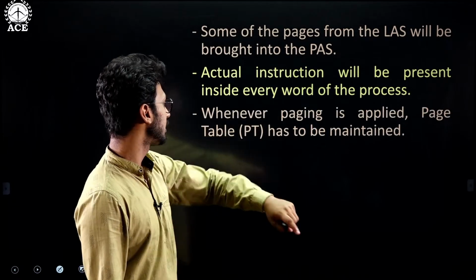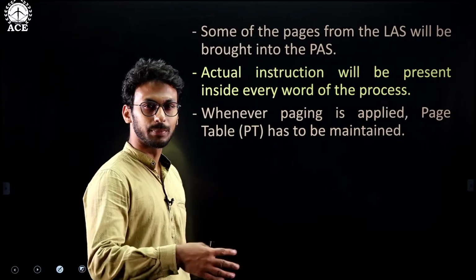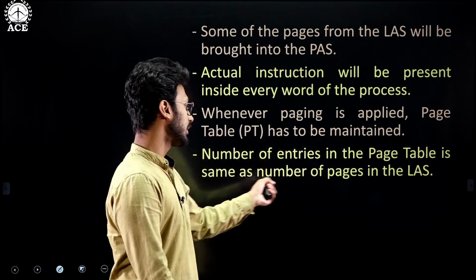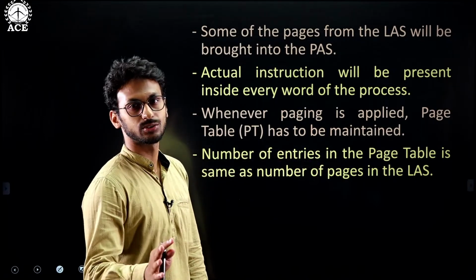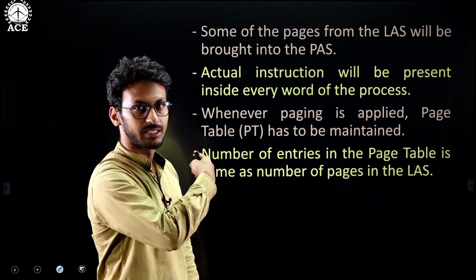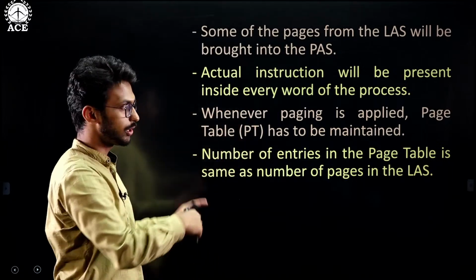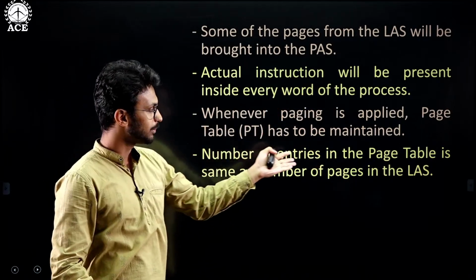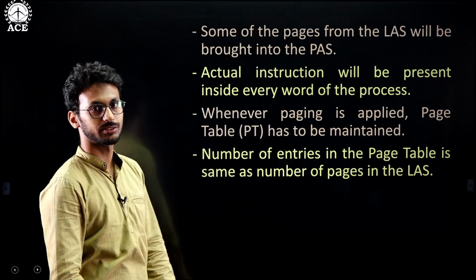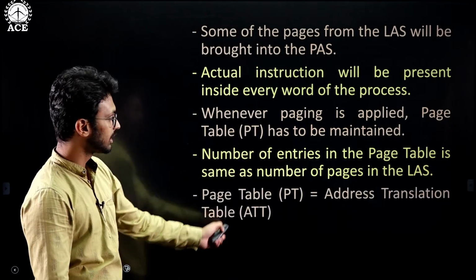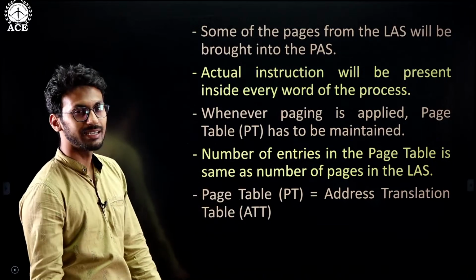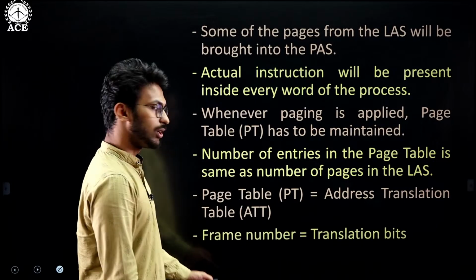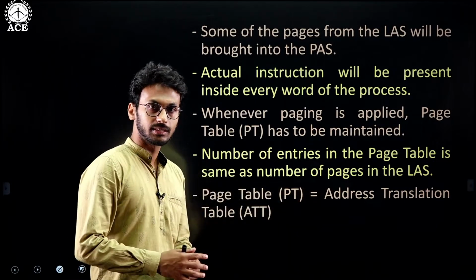Whenever paging is applied, the page table has to be maintained. The number of entries in the page table is the same as the number of pages in the logical address space. I explained that in the previous example. When I drew that page table, in the logical address space the number of pages was 8, so I took 8 entries. Next one, page table equals address translation table. The page table is also called the address translation table, because it translates addresses, isn't it?